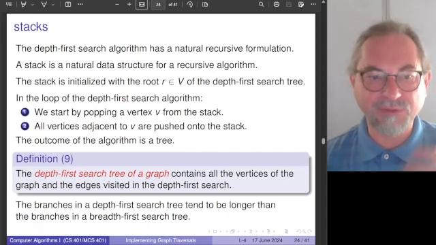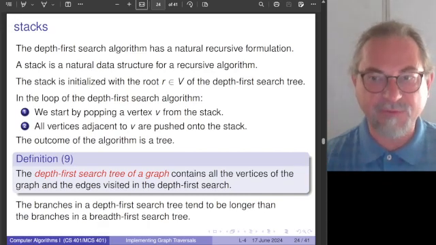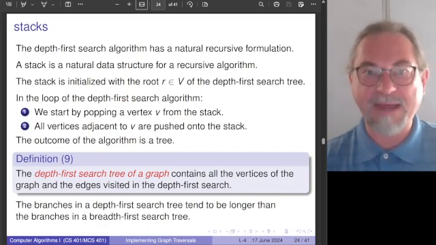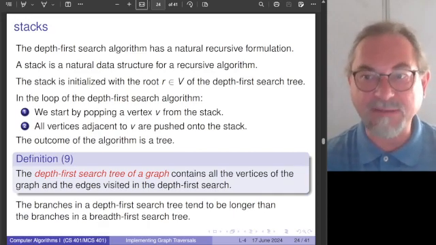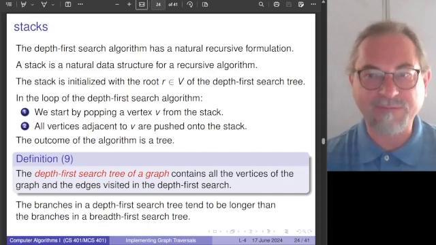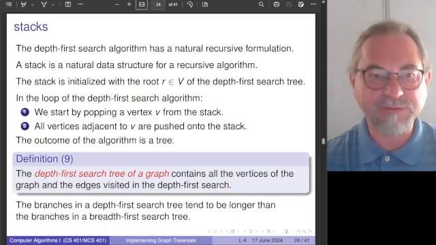So the breadth first search tree is a lot better balanced. There the number of layers is logarithmic, the log base 2 of the number of nodes.